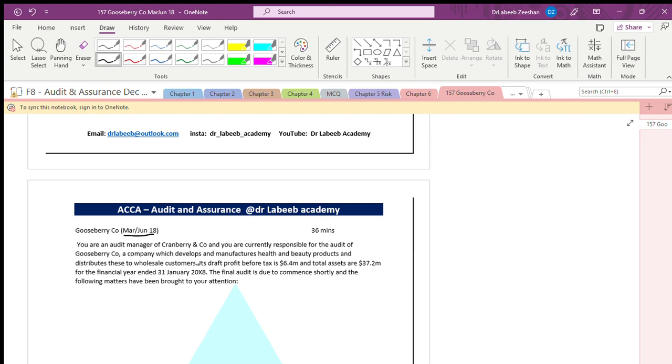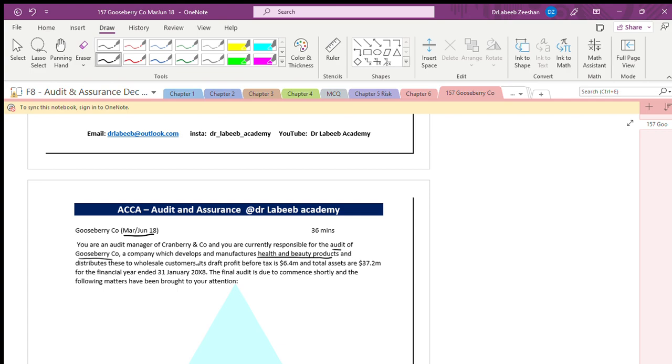Now, wherever it is possible, I will add additional information. You are an audit manager of Cranberry. You are working for an audit firm, and you are currently responsible for the audit of Gooseberry. This is your client, a company which develops and manufactures health and beauty products.